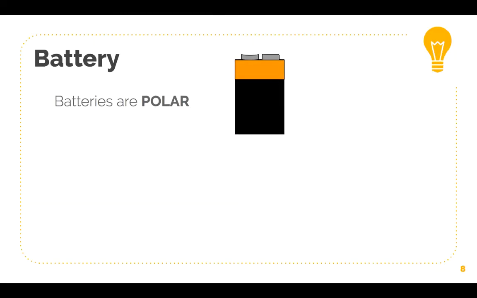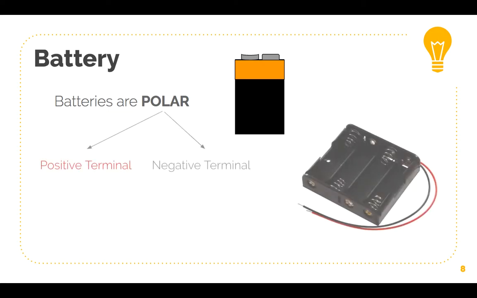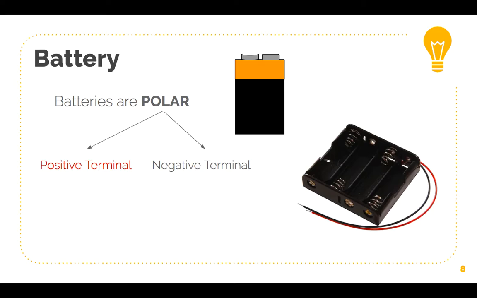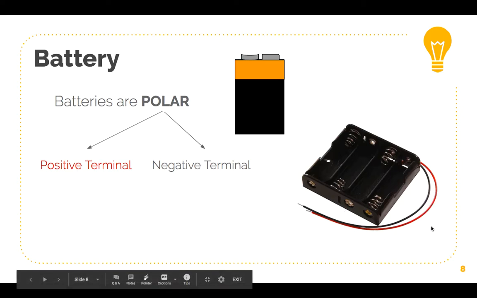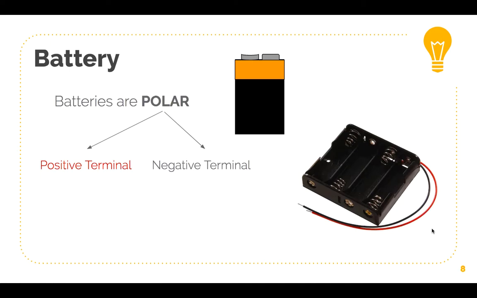Batteries are something that we call polar. If you think of the Earth, we have the poles, south and north within the globe. But in electronics, when we talk about something being polar, we say that it has a positive terminal and a negative terminal. If you look at this kind of battery holder here, you'll notice that there are 2 wires coming off the side. Positive is always red, negative is always black.